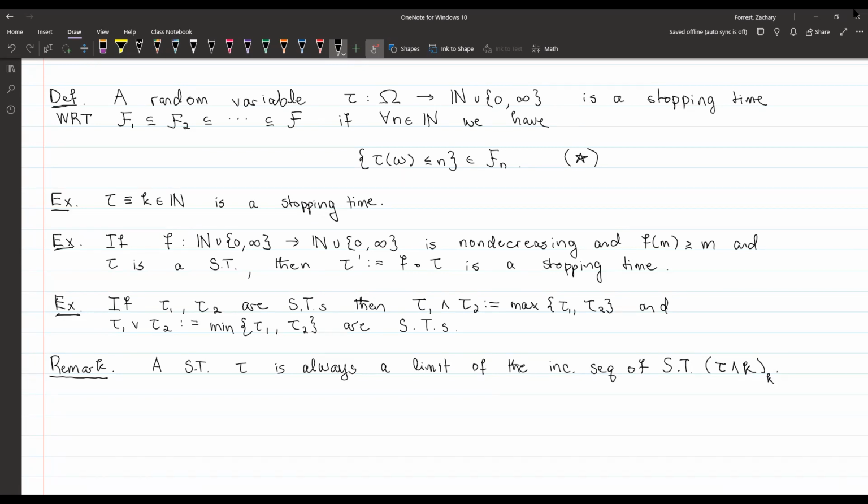Okay. After those facts, we're ready to define what we're going to call the stopped sigma algebra. And so it's going to look a little bit like this. Definition.